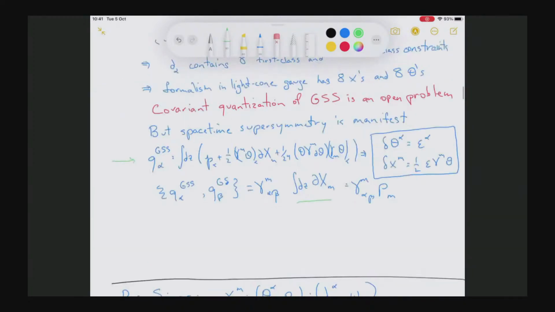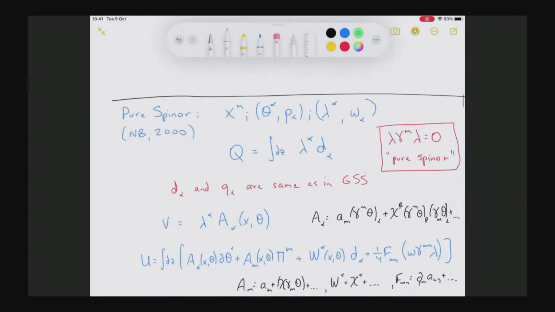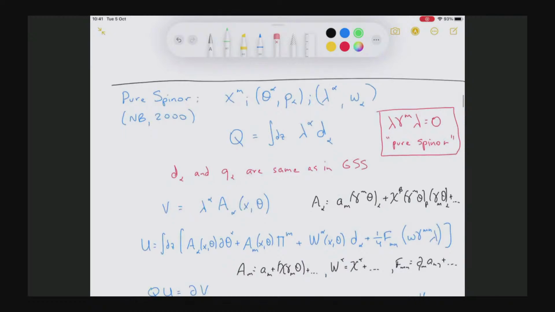But before doing that, let me say something about the pure spinor formalism. So the pure spinor formalism has similar variables to Green-Schwarz, in the sense that it has this x and theta and the conjugate momentum to theta, but it also has these ghosts. So these are bosonic ghosts.